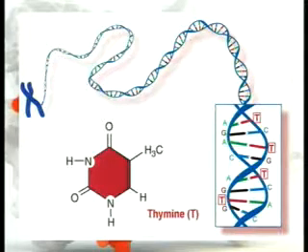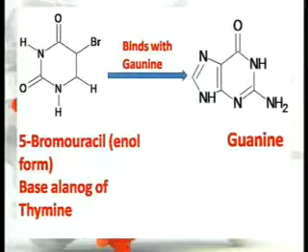It acts just like thymine in DNA replication. The bromine atom causes 5-bromouracil to tautomerize more readily than thymine does. Thus, 5-bromouracil goes from the keto form to the enol form more readily than thymine. Transitions frequently result when the enol form of 5-bromouracil pairs with guanine.